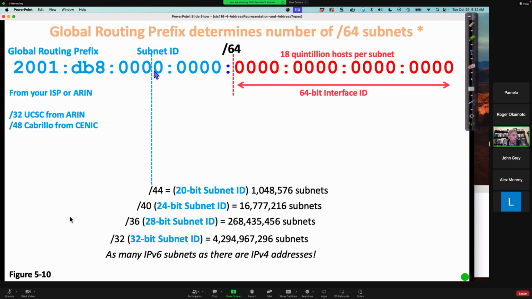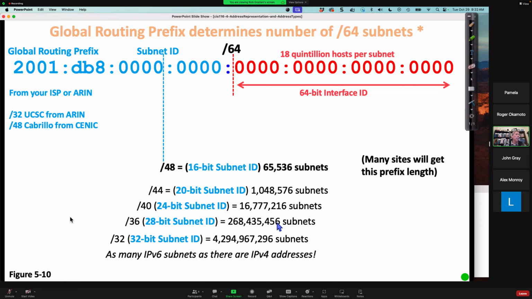Just different hextet start here, and then anything starting with C here, and all those subnets are here at the main campus. Let's say Watsonville, A for Aptos, maybe. All right. /48. So this is what Cabrillo has.